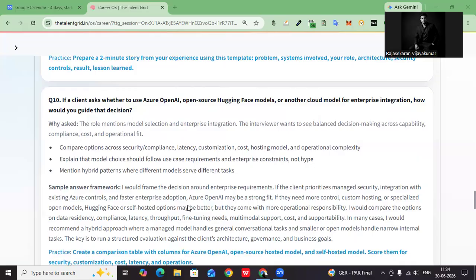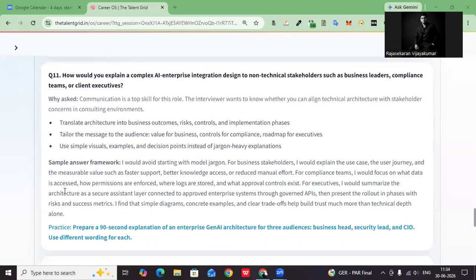Okay, great. Let's come on to the next question. How would you explain a complex AI enterprise integration design to non-technical stakeholders such as business leaders, compliance teams, or client executives?